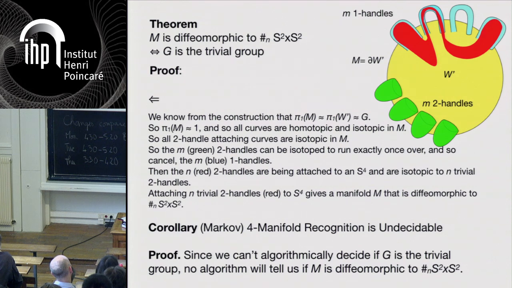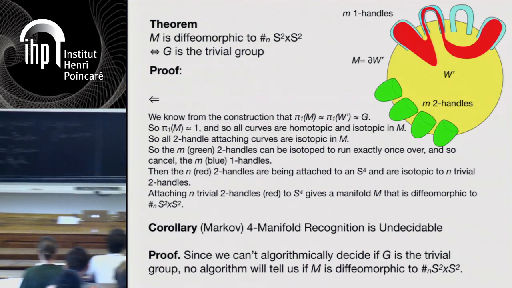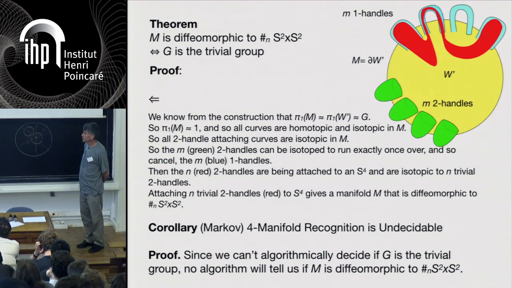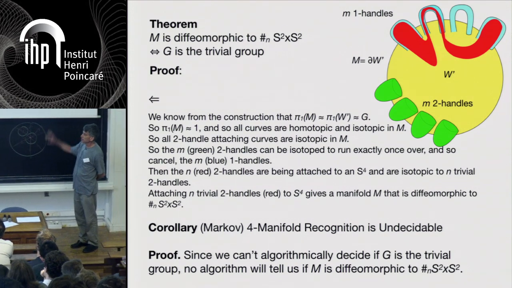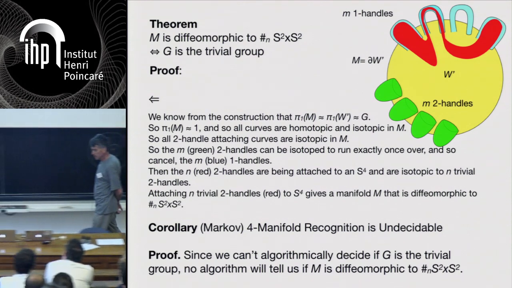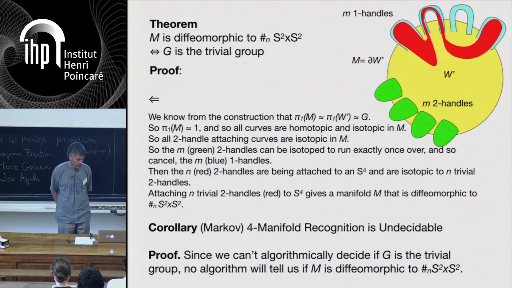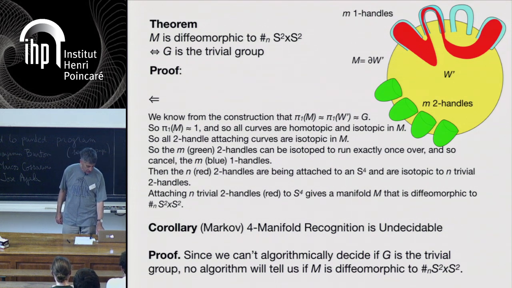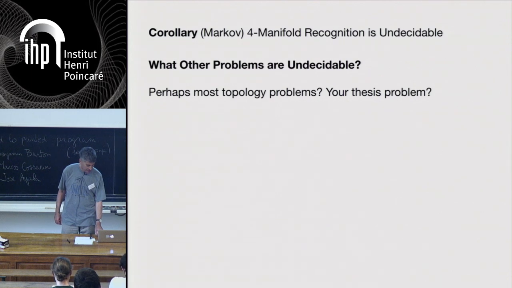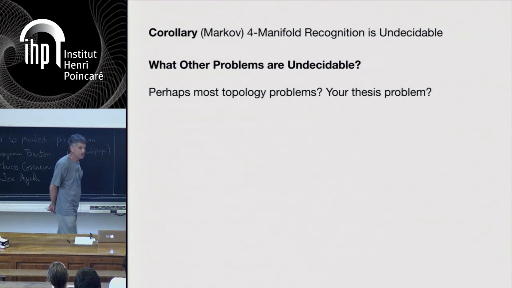I went through it a little fast, but it's not completely trivial. It has this quite clever idea in it, and it shows that if we could recognize four manifolds, we would be able to solve the triviality problem. So we can't. So this is a bit of a shock, maybe. Some of you graduate students might worry: is your thesis problem decidable?